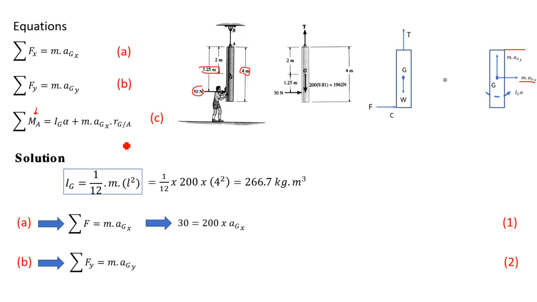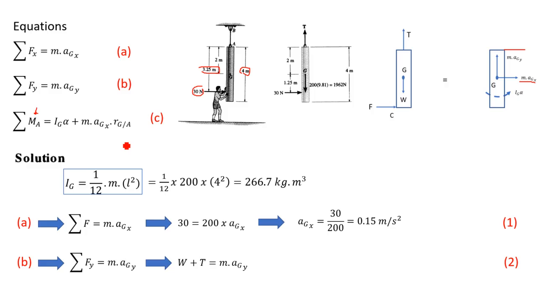Now we can solve for the AGX. It's simply 30 divided by 200, and this will be 0.15 meter per second squared. Now we're going to the y direction. The sum of forces in y is going to be equal to the weight, negative, plus the tension, positive, which is equal to the mass multiplied by the acceleration in the y direction.